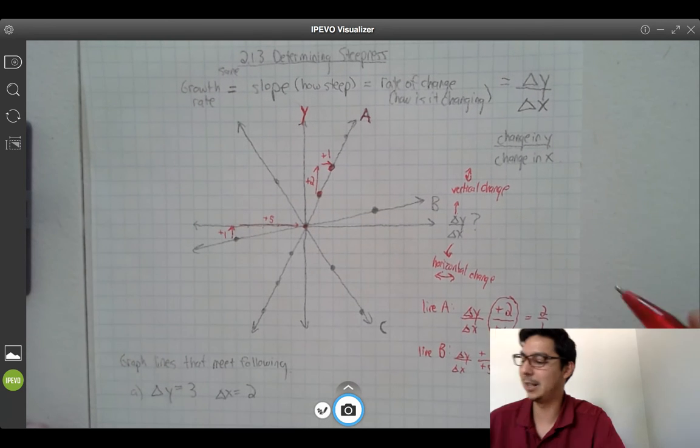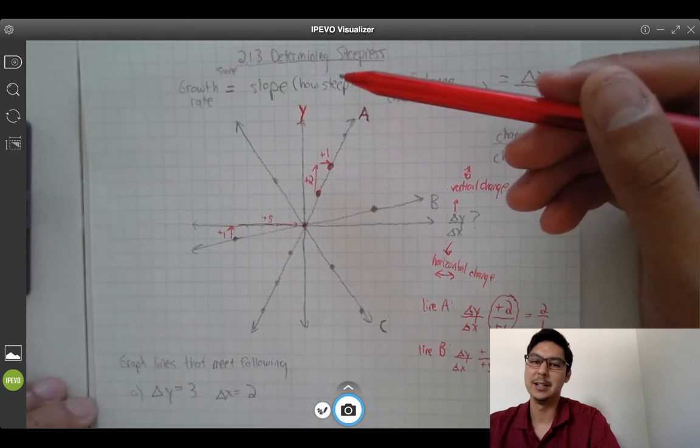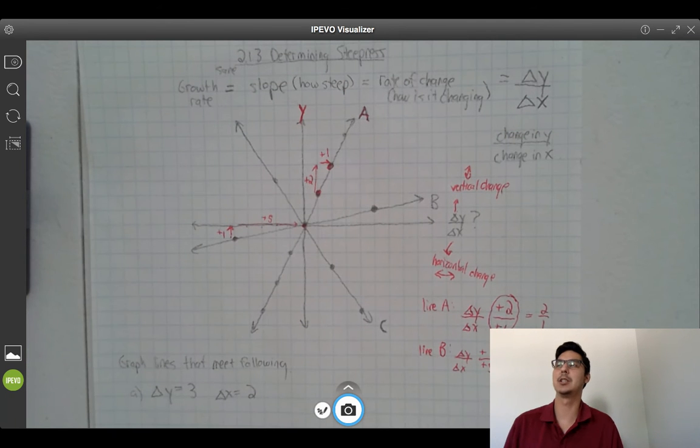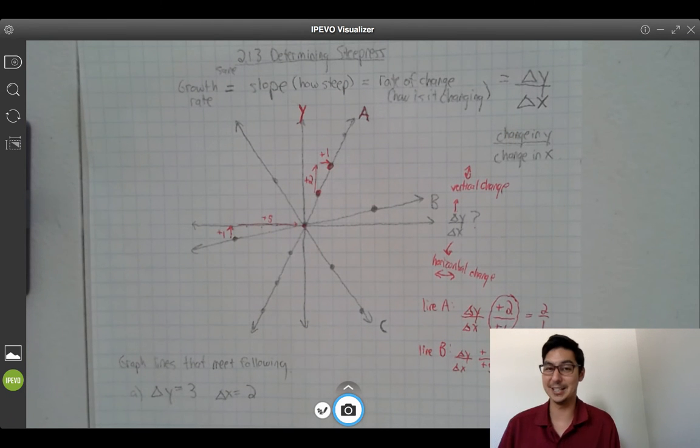Now, something to think about is that these numbers represent how steep it is. And it doesn't really make sense. In the real world, no one says, hey, how steep is that mountain? Yeah, that's 2 over 1. No one really says that.